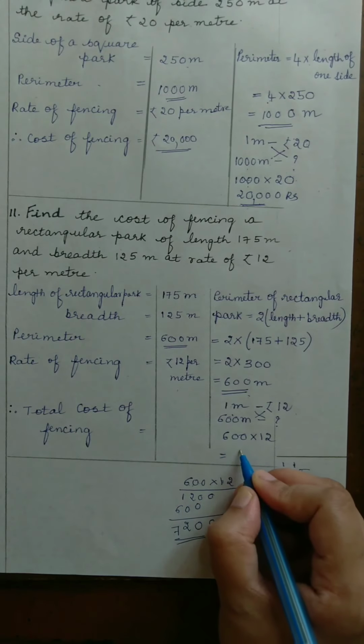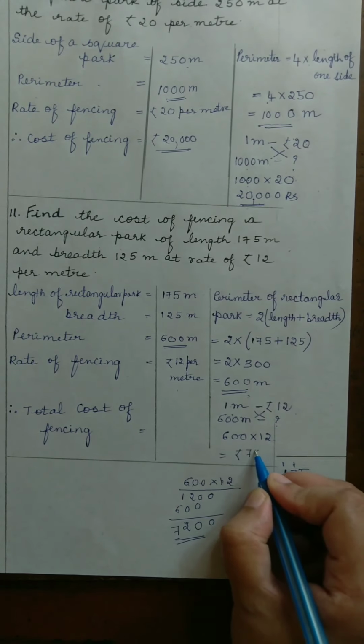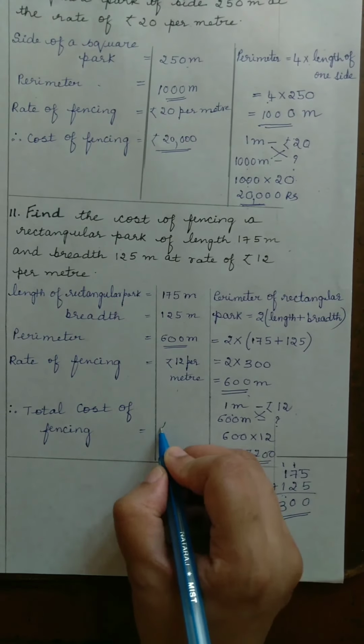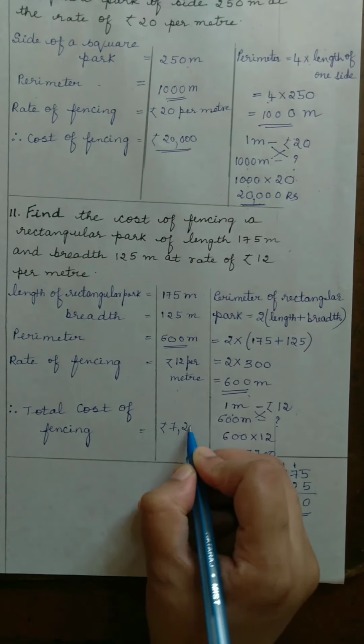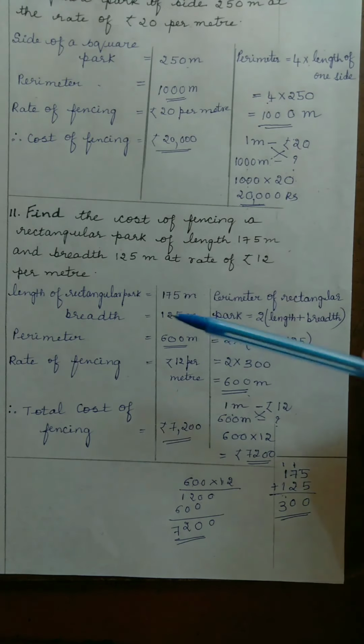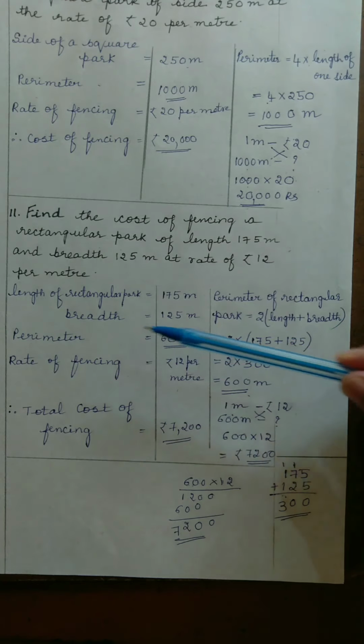Therefore, the total cost of fencing will be equal to rupees 7,200. Therefore, the answer will be 7,200 rupees.